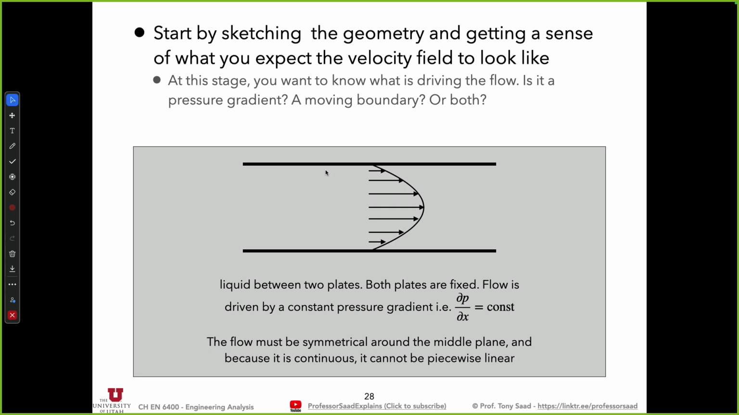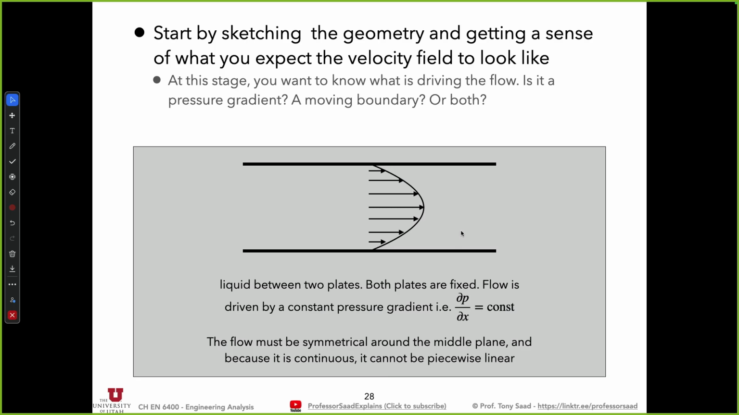Now, how does the parabola look? This flow, the plates are fixed. So none of the plates are moving. So it needs to be symmetric around the center line. So the parabola needs to peak around the center line, and you can draw the velocity profile like that.